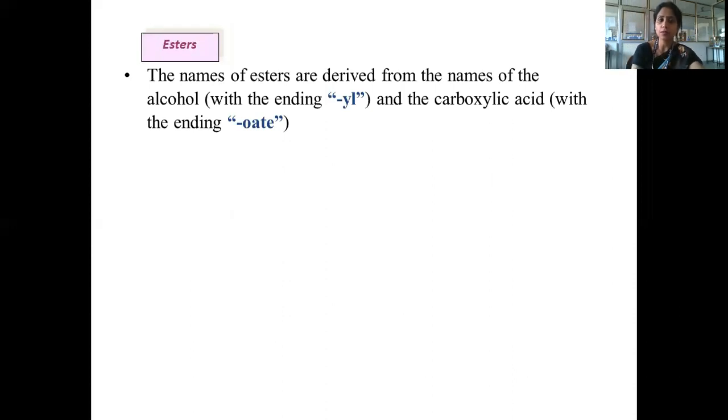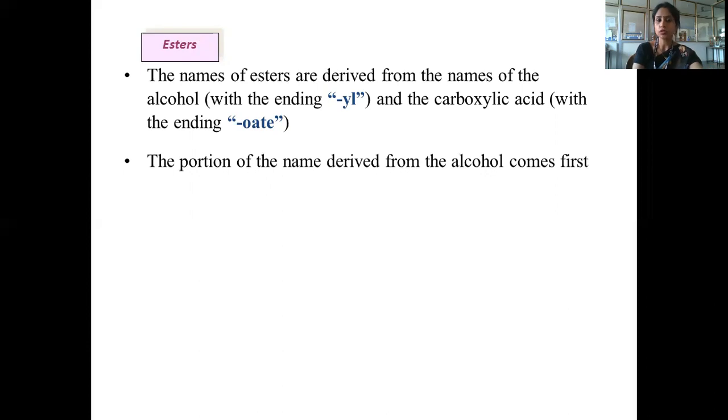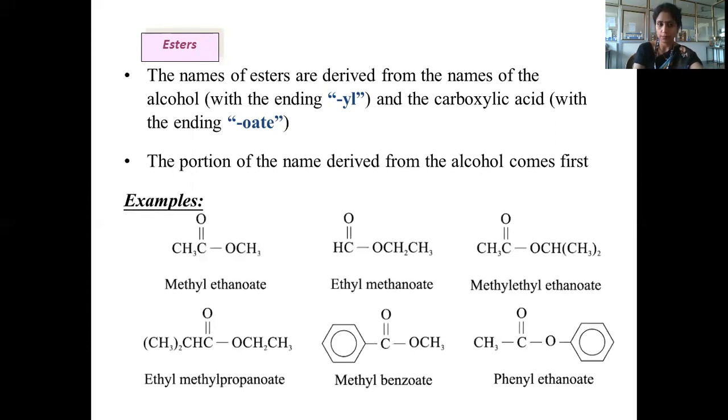Similarly, coming to the next derivative, that is ester. Ester is named after replacing the carboxylic acid OH with an alkyl group. So when yl is replaced by OH, the portion of the name derived from alcohol comes first, like methyl ethanoate, ethyl methanoate. So whatever portion is derived from the alcohol, that comes first. Then methyl ethyl ethanoate.